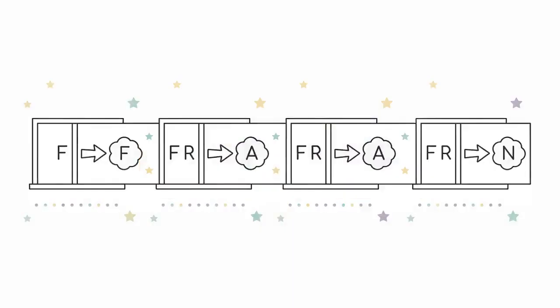Then the model looks at FR and guesses again. The answer is A. Then FRA, and the answer is N. Then FREN, and the answer is K. Each new guess is one more chance to learn.